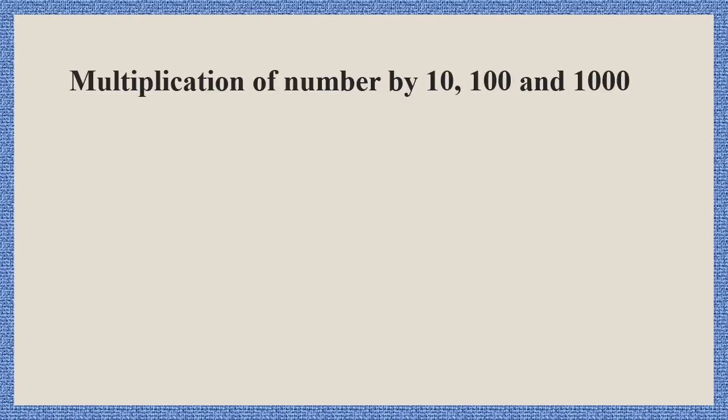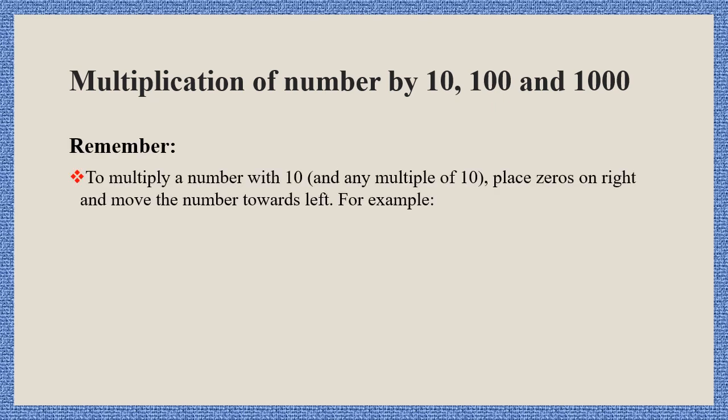Let's understand how multiplication by 10 and its multiples work. For that students, remember this tip. To multiply a number by 10 and any of its multiple, place zeros on the right and move the number towards left. For example, if you have to multiply 2 by 10, what will you do? You will multiply 2 by 1 of 10 and the 0 of 10 will be placed on the right side of the answer, making the 2 to move one column to the left. So your answer will be 20.